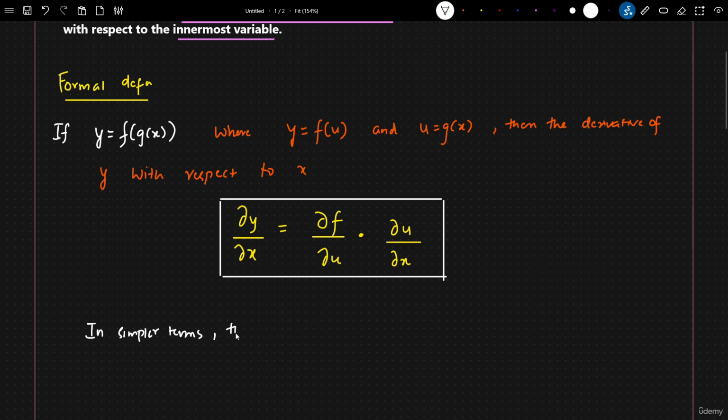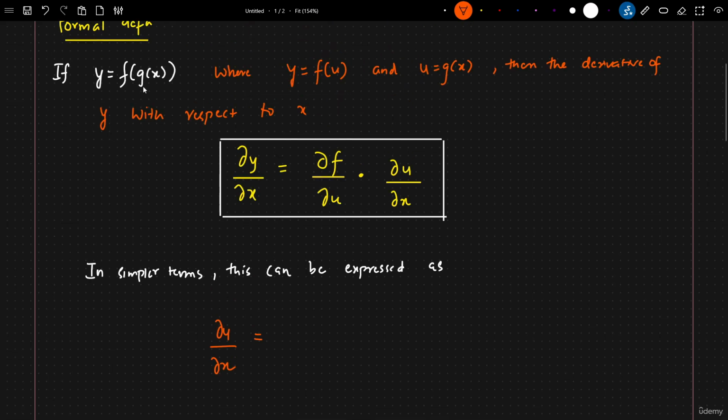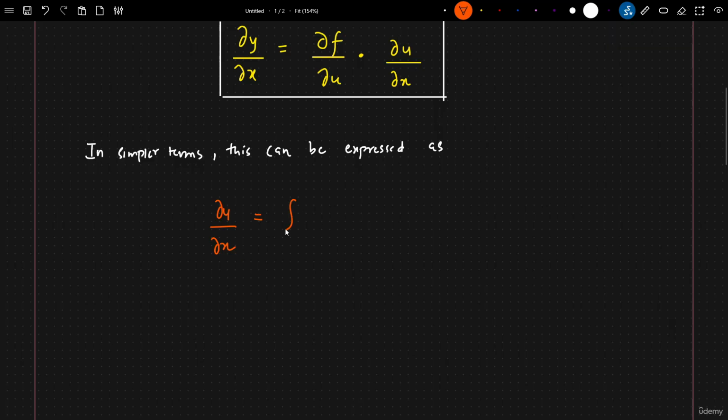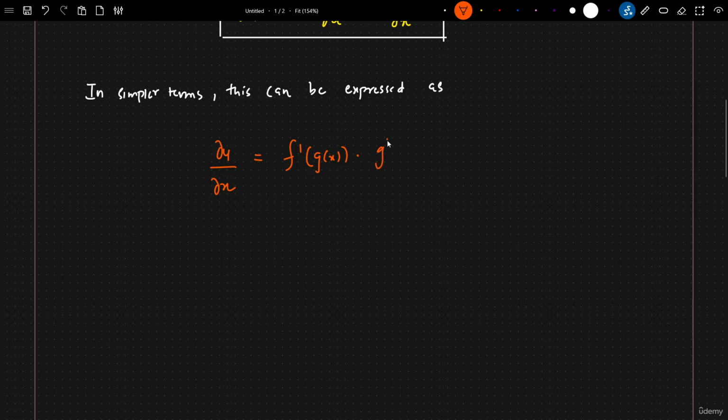So in simpler terms, this can be expressed as: here I will write again derivative of y with respect to derivative of x. Now, what is derivative of f with respect to u? It is nothing but f dash of g of x. This is how we write. Then we do the dot product. Now we're going to find the derivative with respect to u, which is nothing but g of x. So the derivative of g of x will be g dash of x. Right. So this is how the representation can be done in simpler terms.